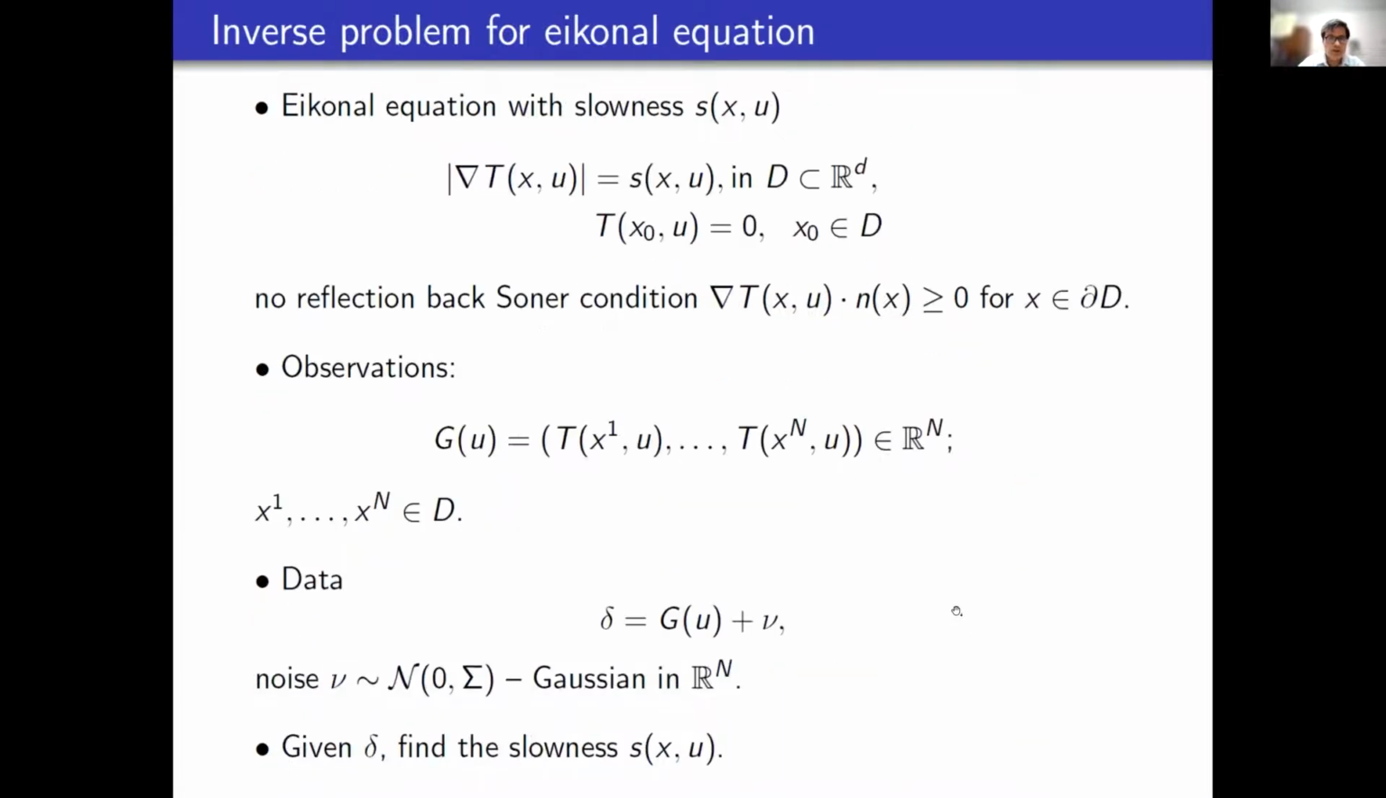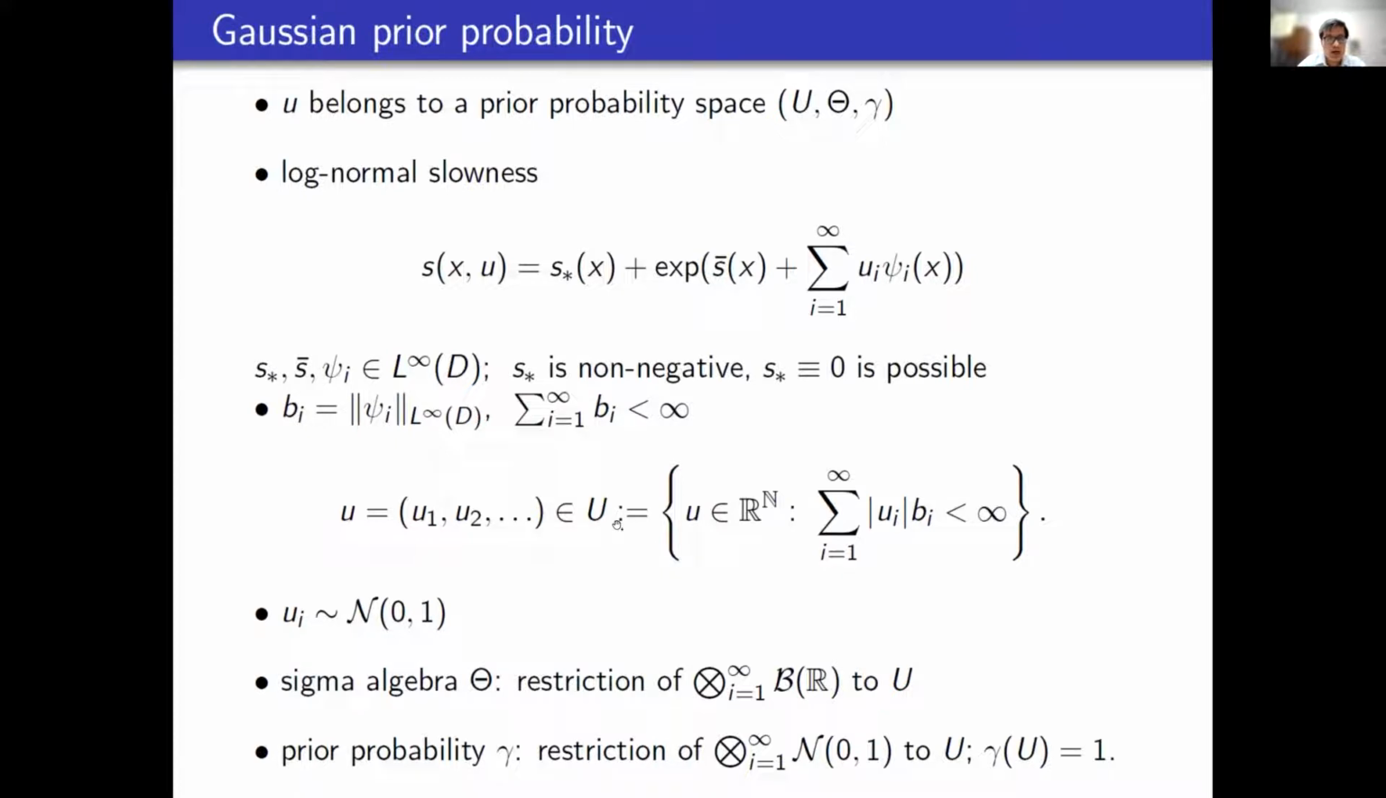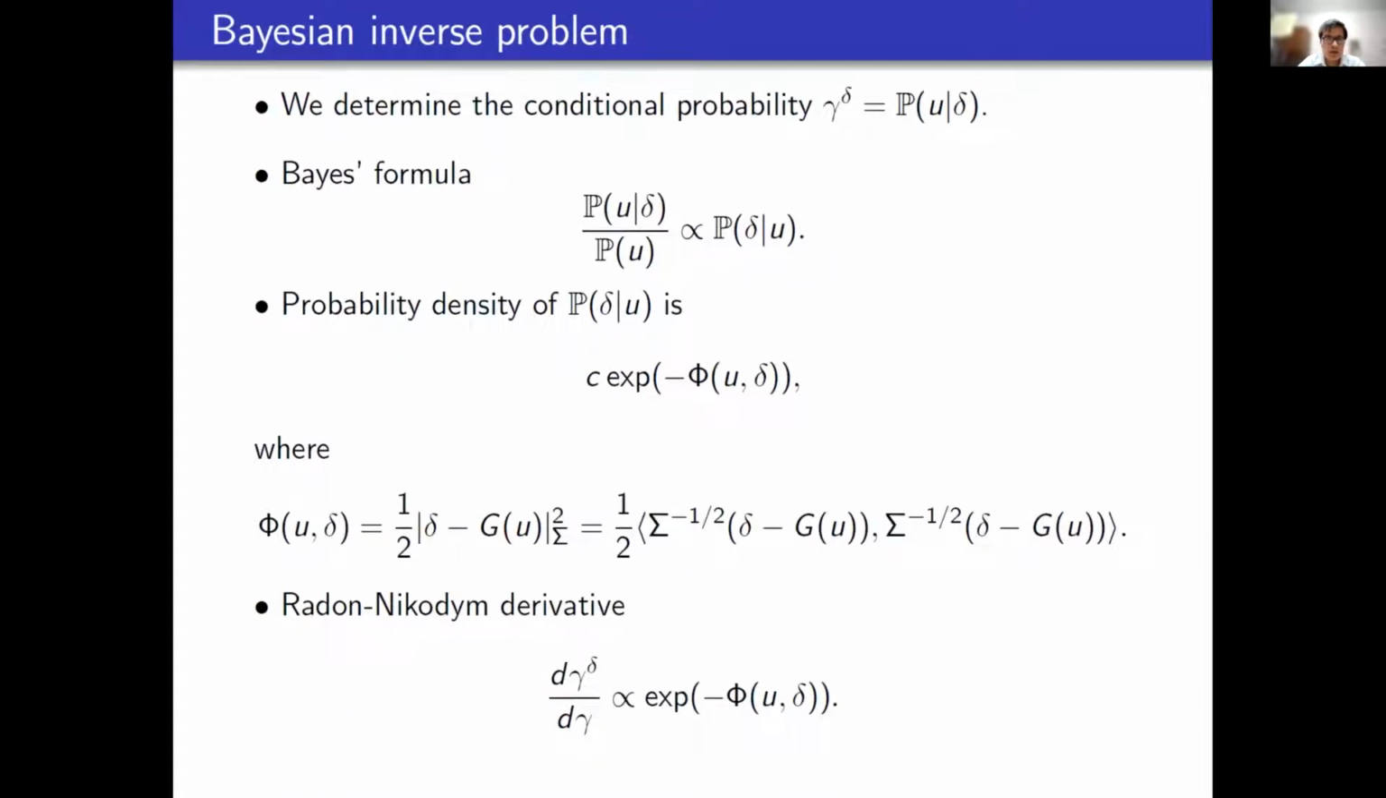So my aim here is to determine the slowness s(x, u) here, and the data delta here is known. That means that we need to find u inside this big U. So I will follow the Bayesian framework. We determine the posterior, that is the conditional probability of u given this delta, that is this gamma^delta that you see here. And from the Bayes rule, this is what we have.